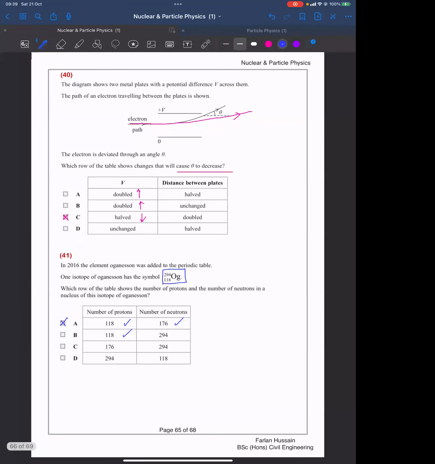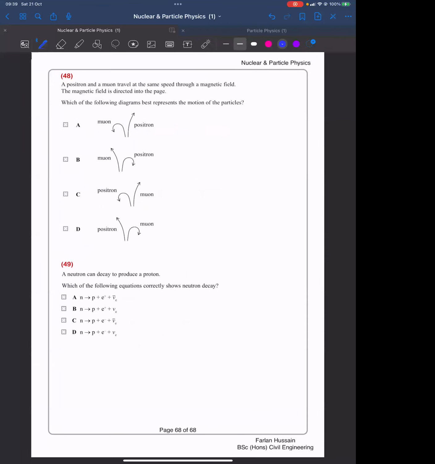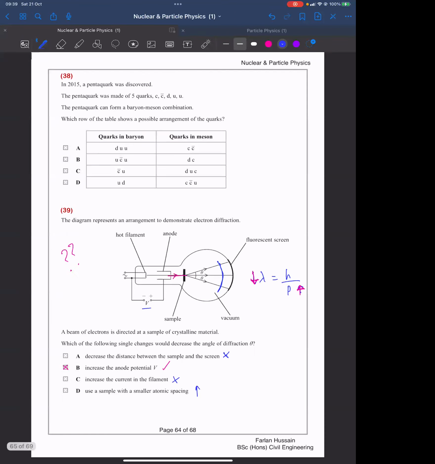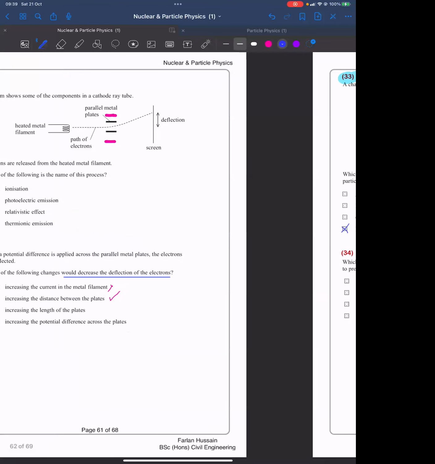Okay, guys, what's next? Anything else? No, right? Fine.